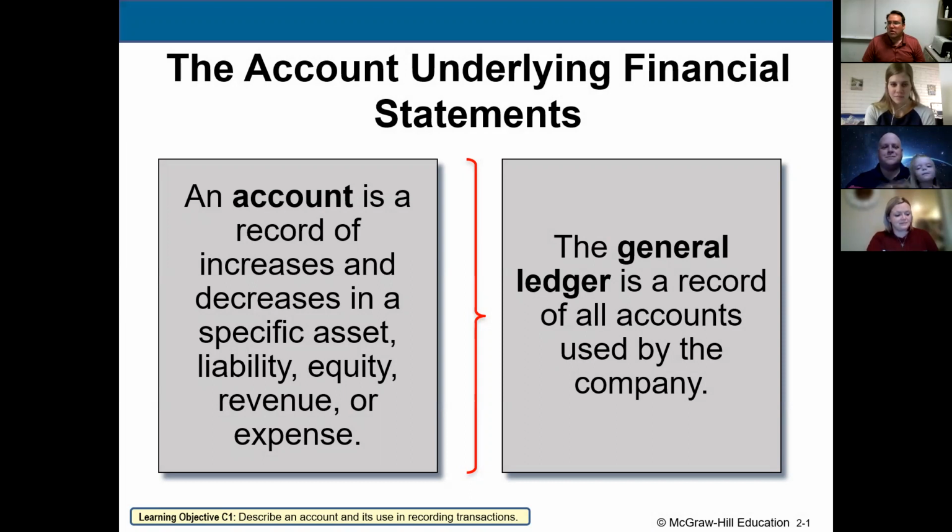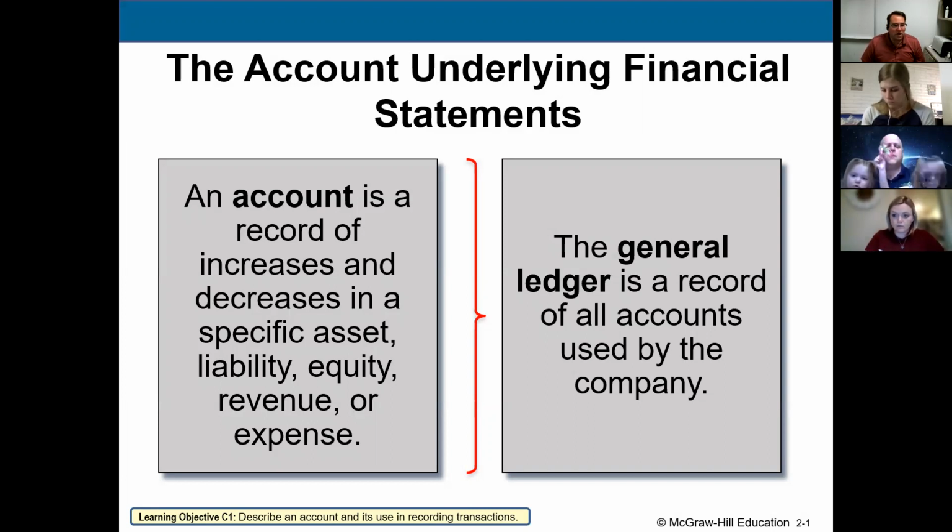So this is where we get into the whole idea of an account, that the name accounting comes from. Anyway, an account is just a record of increases or decreases for a specific type of financial thing, either an asset, a liability, an equity, a revenue, or an expense. So those are your 5 categories of accounts.